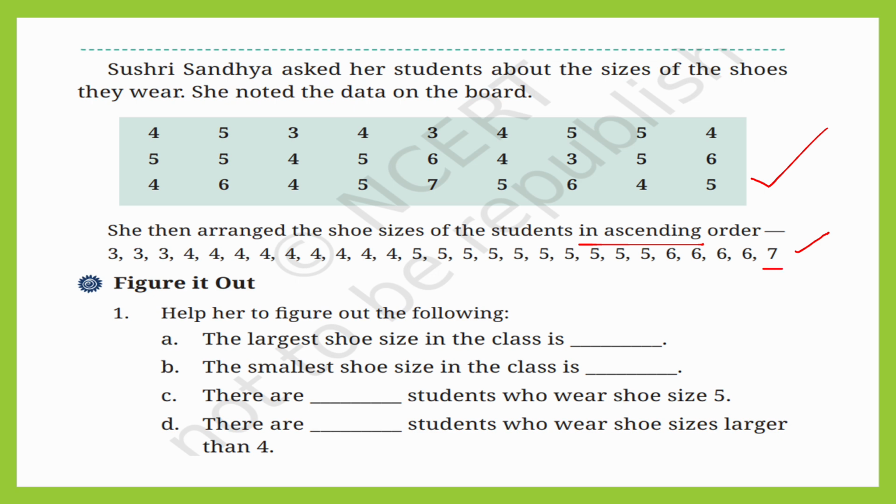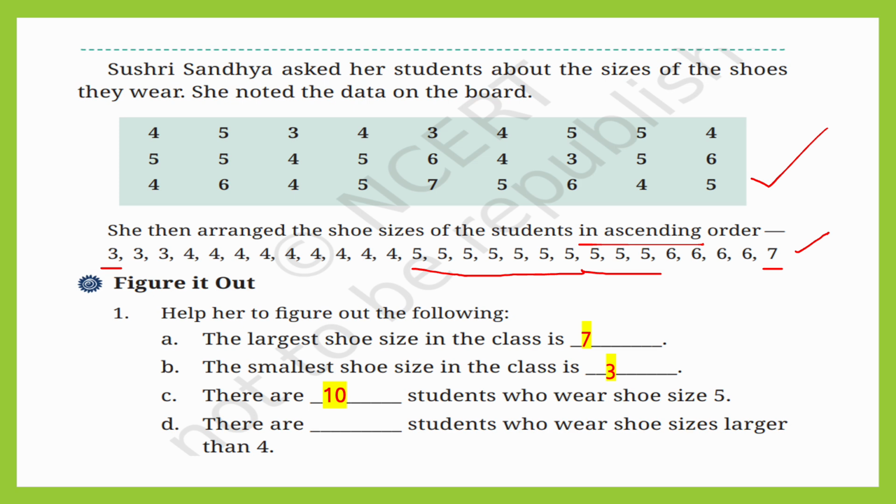It is 7. Then the smallest shoe size in the class is, see the first one, it is 3. There are dash students who wear shoe size 5. You count the number of students whose size is 5. 1, 2, 3, 4, 5, 6, 7, 8, 9, 10. 10 students.